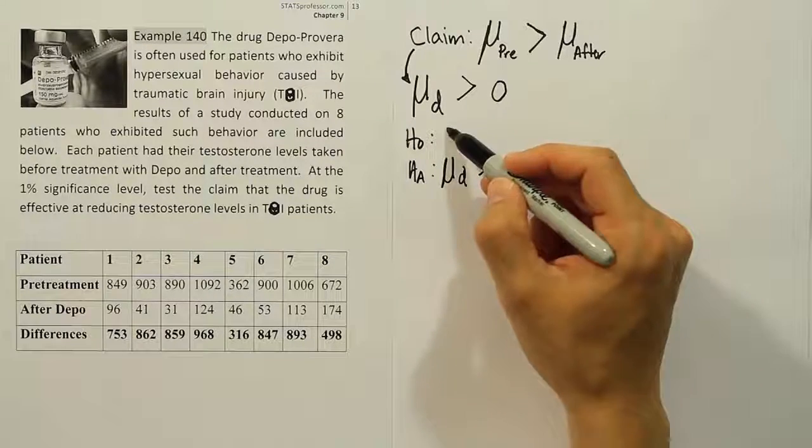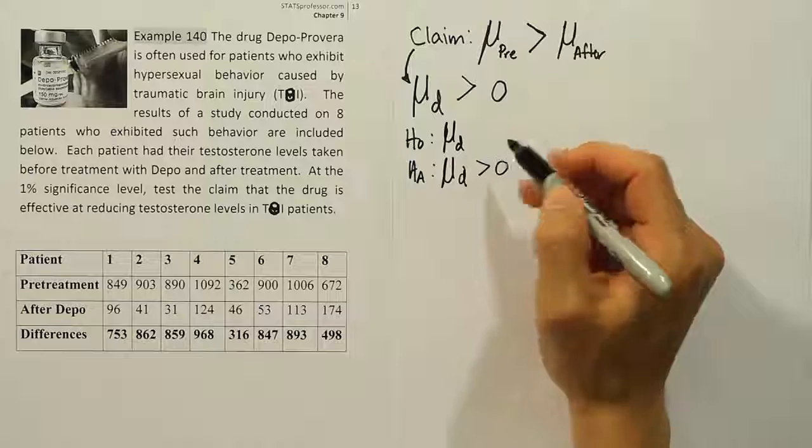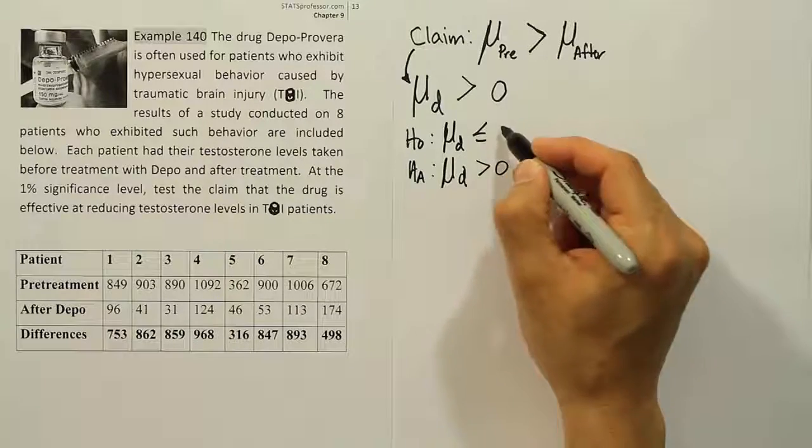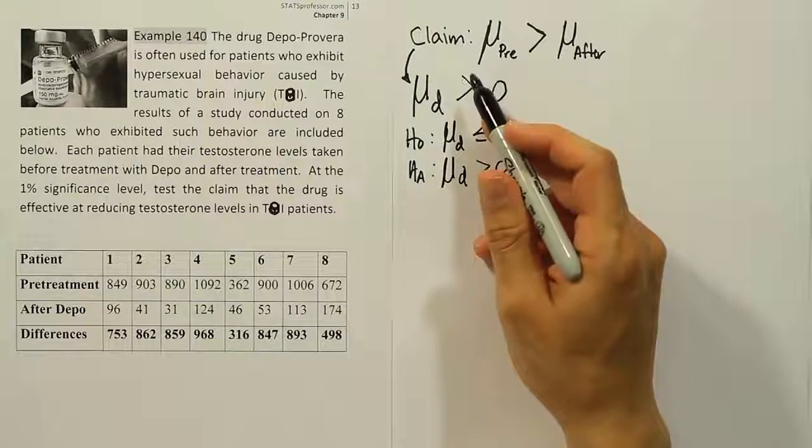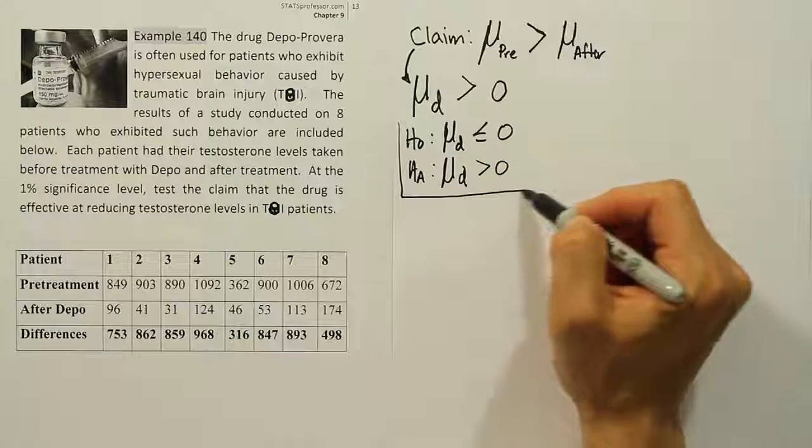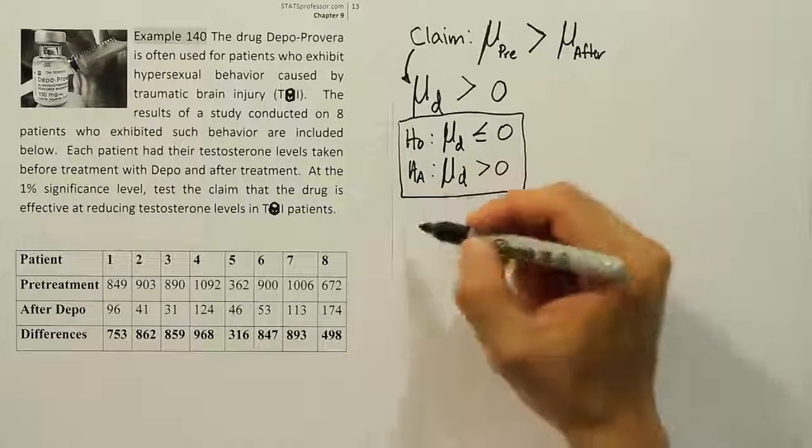And that means that H0 would have to express the opposite relationship. So if it's not greater than 0, it must be less than or equal to 0. Okay, so you have your claim, you have your H0 and your HA. Our next step is to do the data.